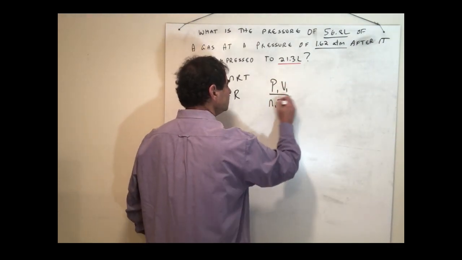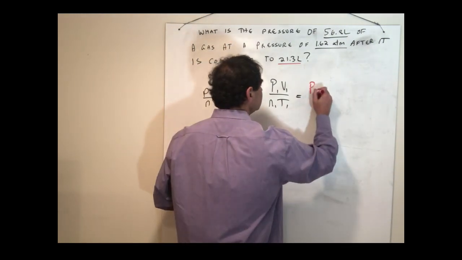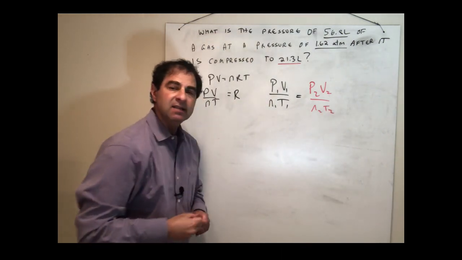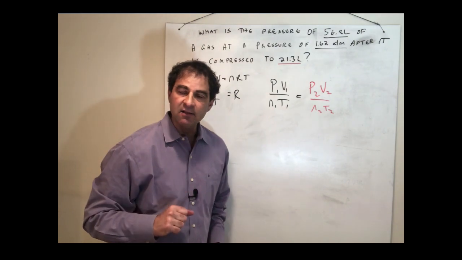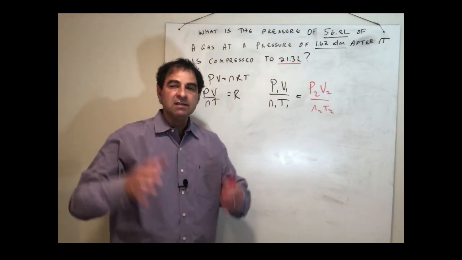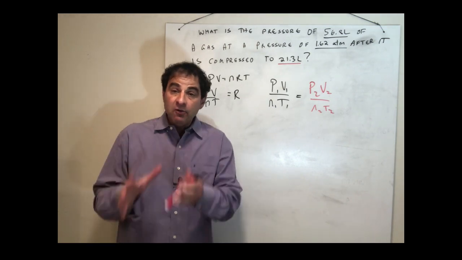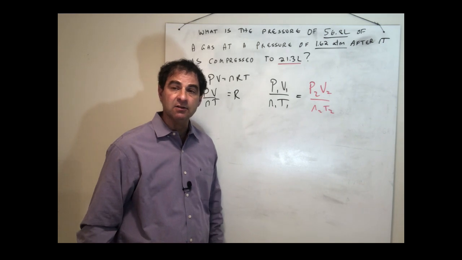P1V1 over n1T1 equals P2V2 over n2T2, because they both equal R. So now we have this equation, combined gas law, which we're going to use when gas is at one condition and it changes to another condition. In other words, we know the information at one set of conditions and we want to know this information at a second set of conditions.